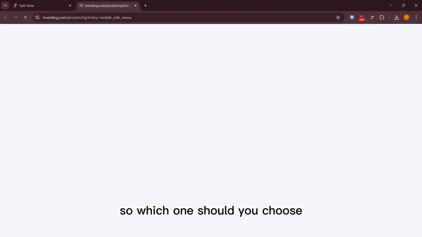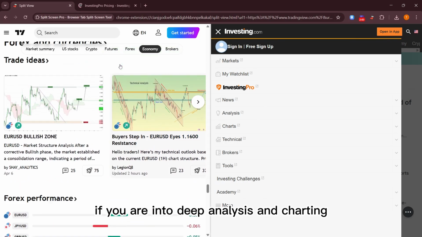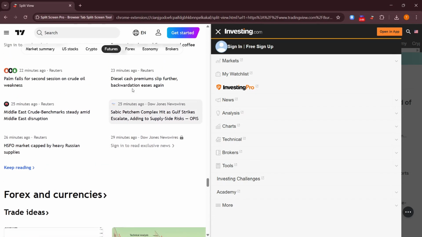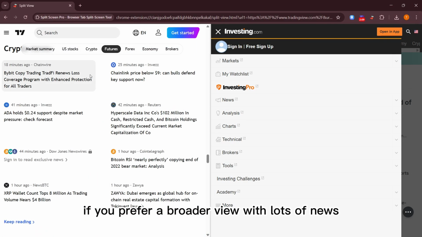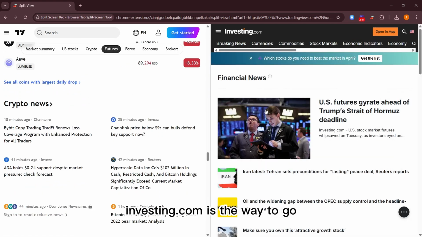So, which one should you choose? If you're into deep analysis and charting, go for TradingView. If you prefer a broader view with lots of news, Investing.com is the way to go.